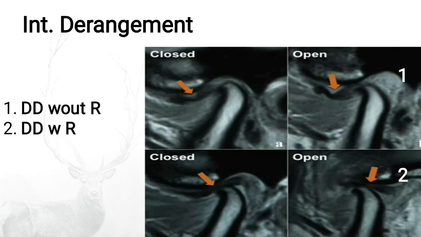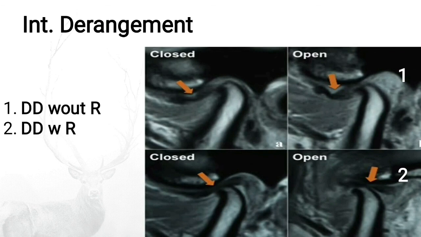Here's the case of internal derangement. The upper one is disc displacement without reduction, where in the closed view the disc is displaced anterior beyond the 11:30 to 12:30 position, and in the open view we check if it is placed to cover the condyle. If it's not so, it is non-reduced, so it is disc displacement without reduction.